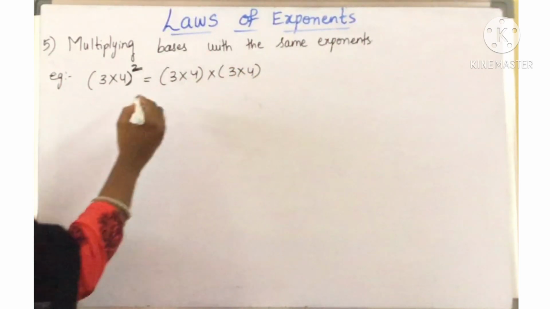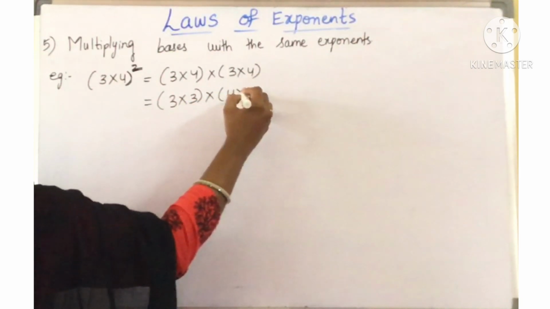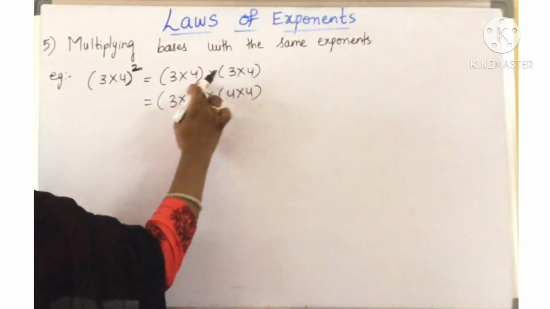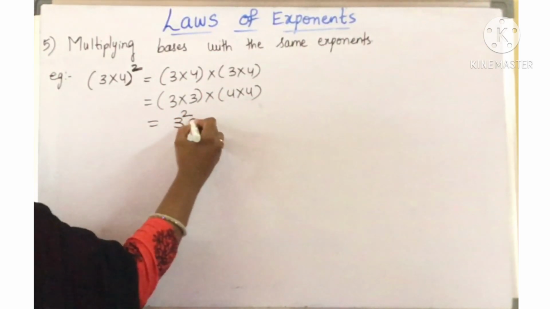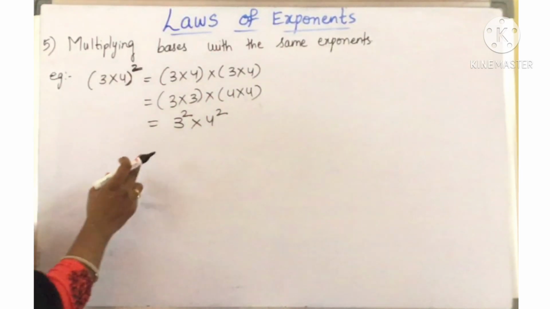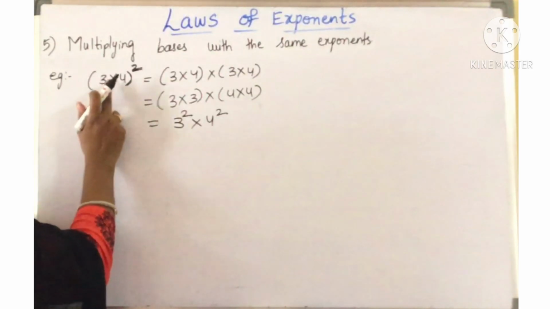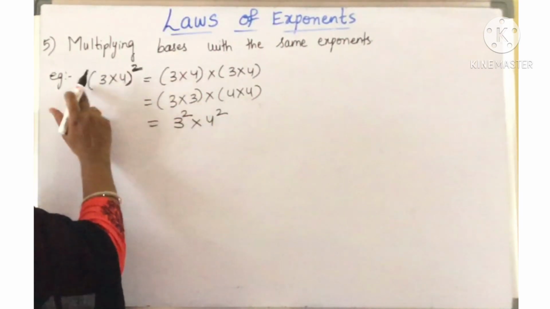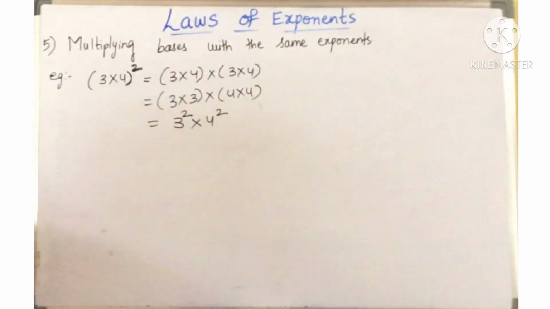Okay. Now I will take 3 in one bracket and 4 in one bracket because 3 into 3, 4 into 4. Now what is 3 into 3, children? It is 3 square and 4 into 4 is 4 square. Okay. Now what did you understand? Here the bases are different, the bases are under multiplication and the power is the same. So we can separately write it as 3 square into 4 square.